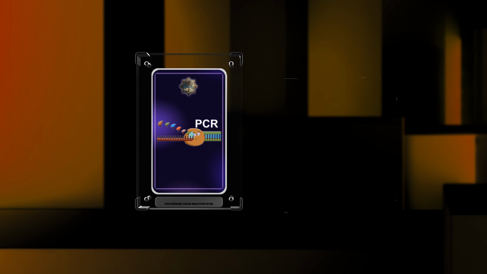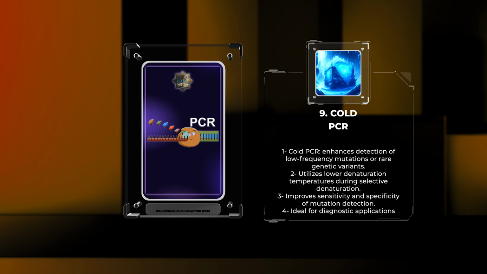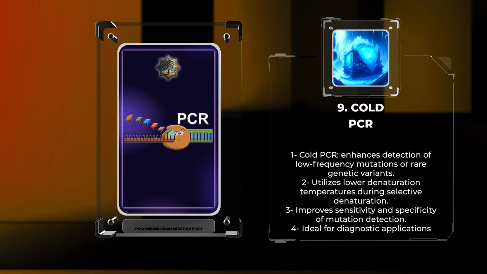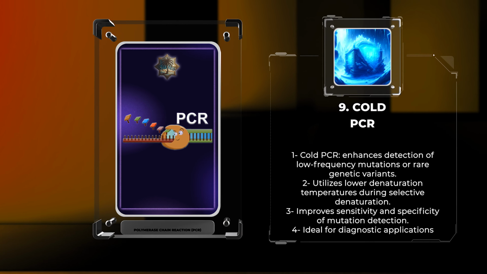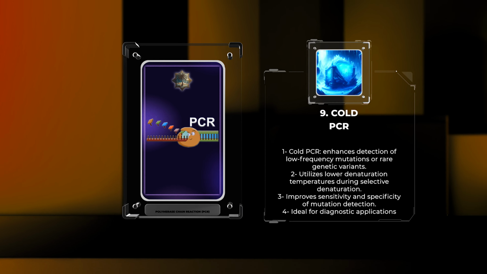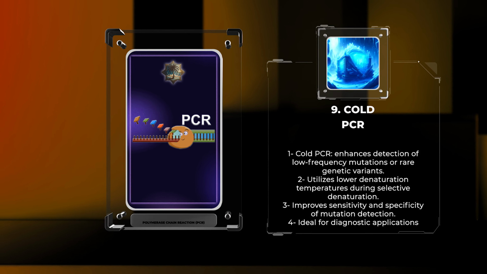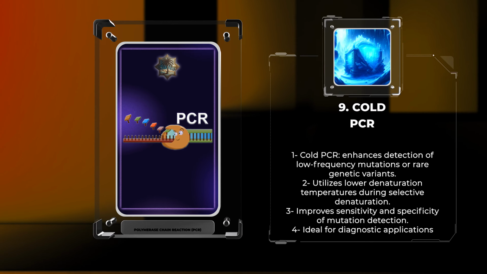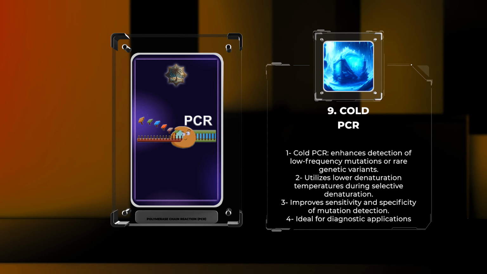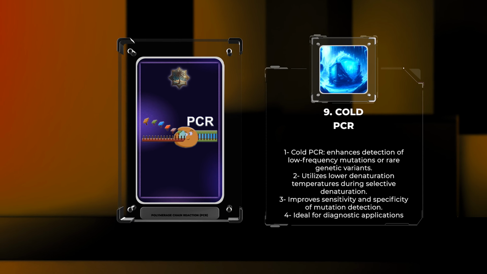Cold PCR is a modified PCR technique that enhances the detection of low-frequency mutations or rare genetic variants present in a heterogeneous DNA population. This variant exploits the differential melting temperatures, TM, of wild-type and mutant DNA sequences. During the denaturation step, cold PCR utilizes lower denaturation temperatures than conventional PCR. This selective denaturation allows preferential amplification of mutant DNA sequences possessing lower TM values. Cold PCR greatly improves the sensitivity and specificity of mutation detection, making it ideal for diagnostic applications and cancer research.